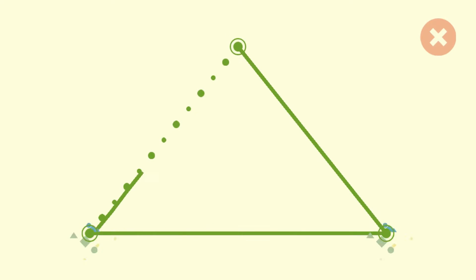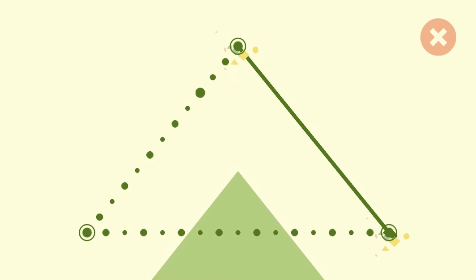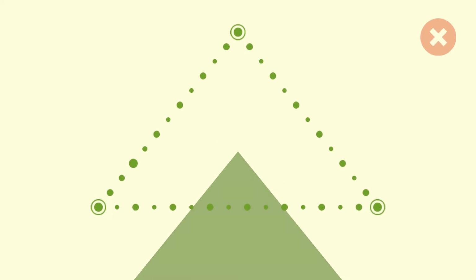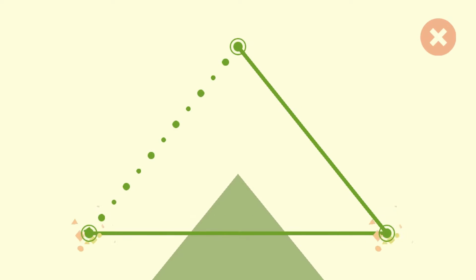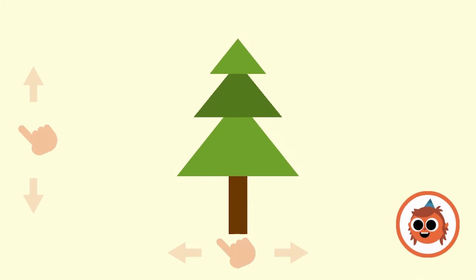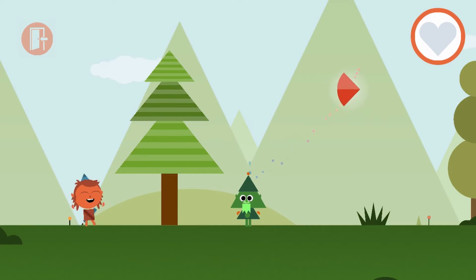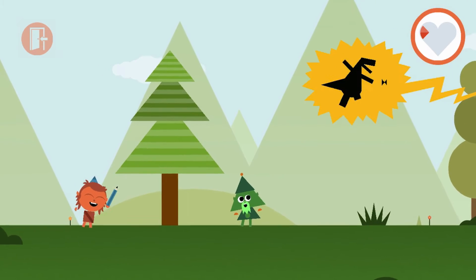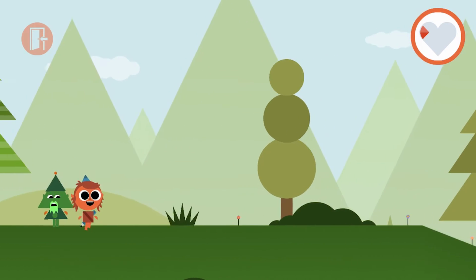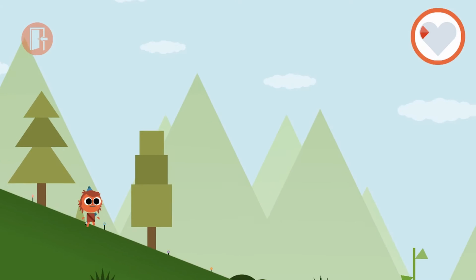One, two, three. Simple as that, three triangles can make a tree. There we are, we fixed the tree for him. Oh, but it sounds like the monster's still up ahead. Let's go down this hill and see if we can catch it.